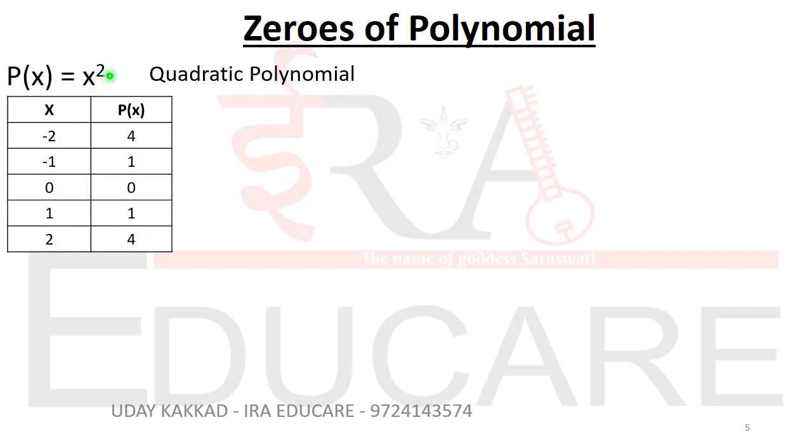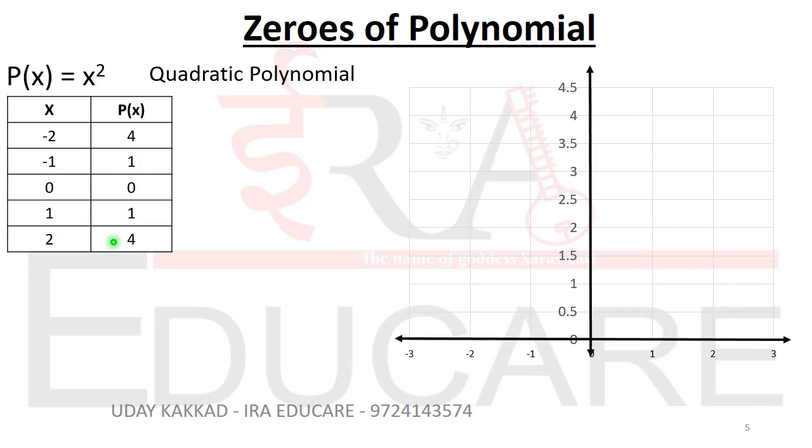Now putting different values of x, you get p of x: for minus 2, minus 2 square is equal to 4. Minus 1 gives 1, 0 gives 0, 1 gives 1, and 2 square is 4. Now we are going to plot the graph. This is the x-axis and p of x is the y-axis. Now these are your points: minus 2, 4; minus 1, 1; 0, 0; 1, 1; and 2, 4. Right? So the graph looks like this.